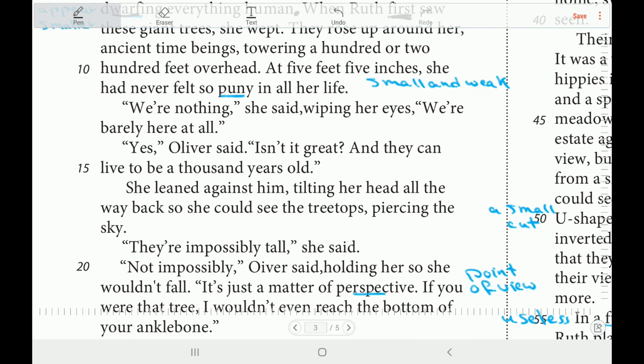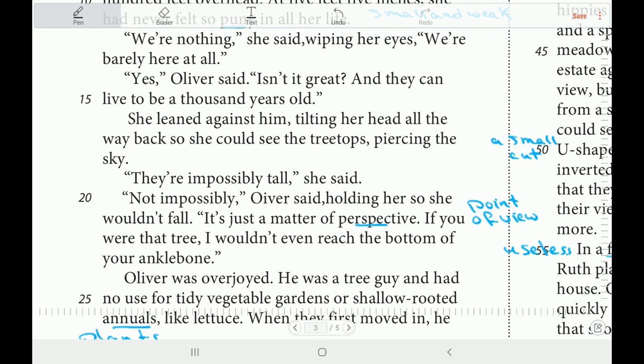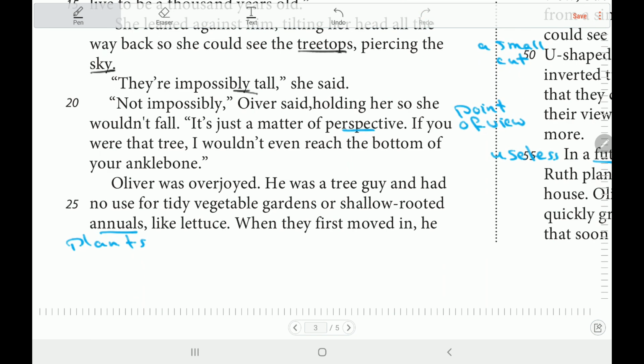We're nothing, she said, wiping her eyes. We're barely here at all. Yes, Oliver said, isn't it great? And they can live to be 1,000 years old. She leaned against him, tilting her head all the way back. She could see the treetops, piercing the sky. They are impossibly tall, she said. Not impossibly, Oliver said, holding her so she wouldn't fall. It's just a matter of perspective.